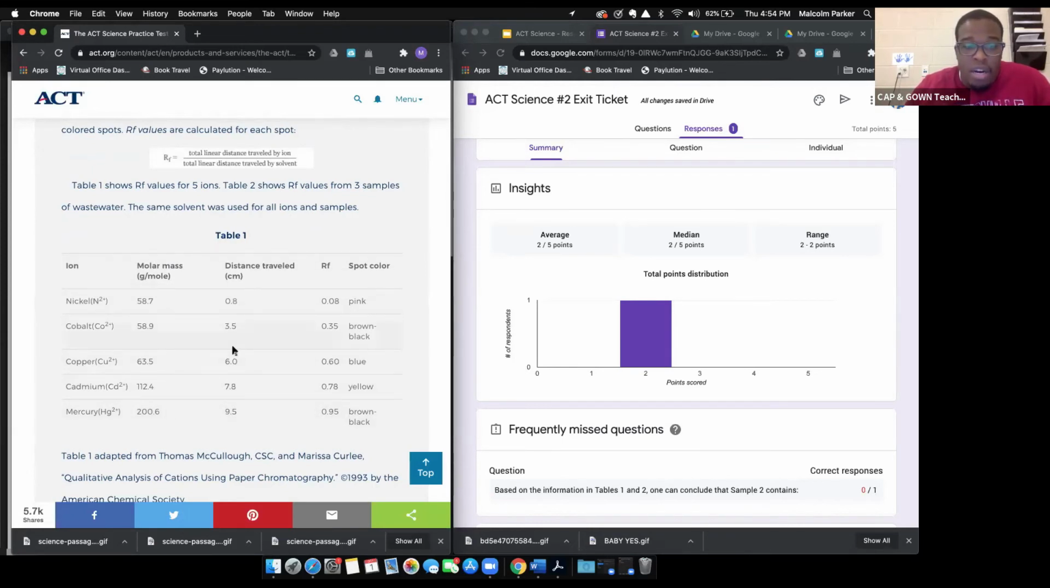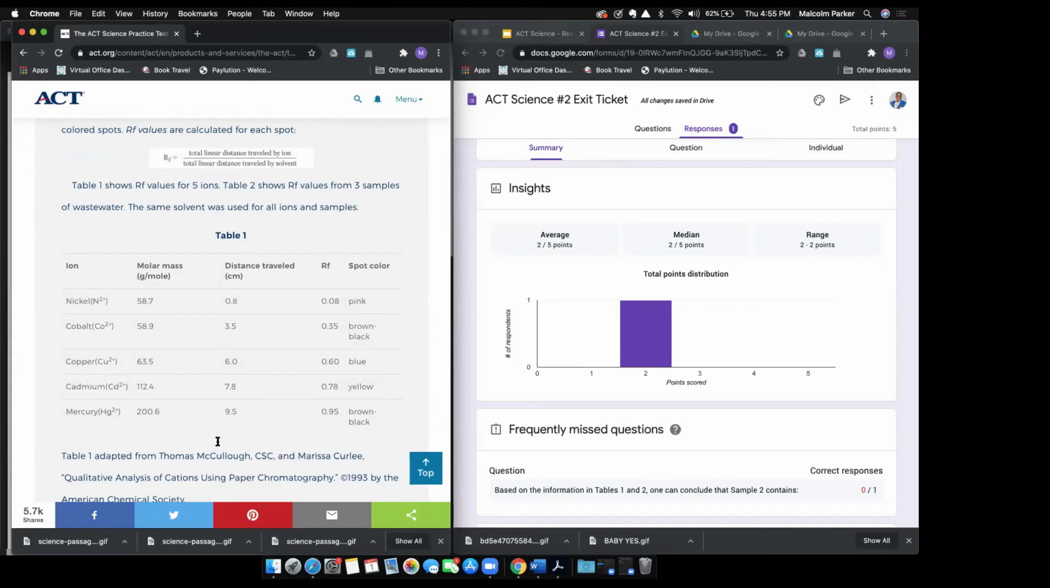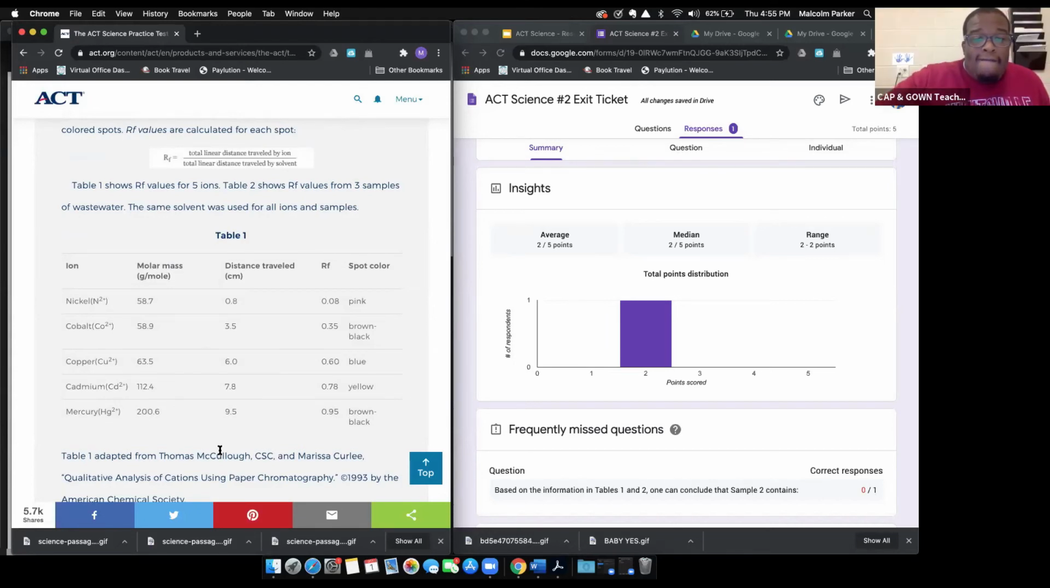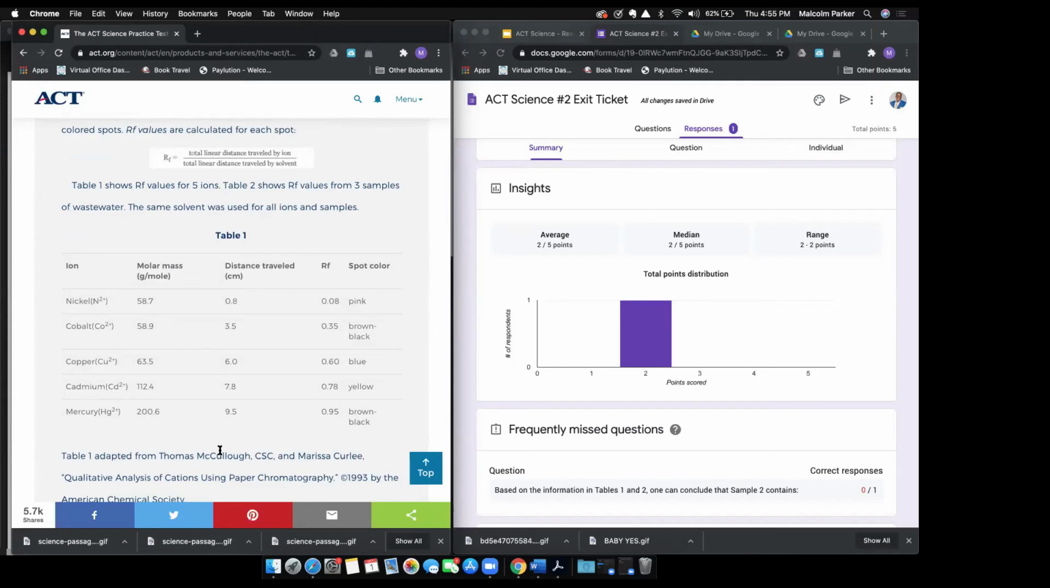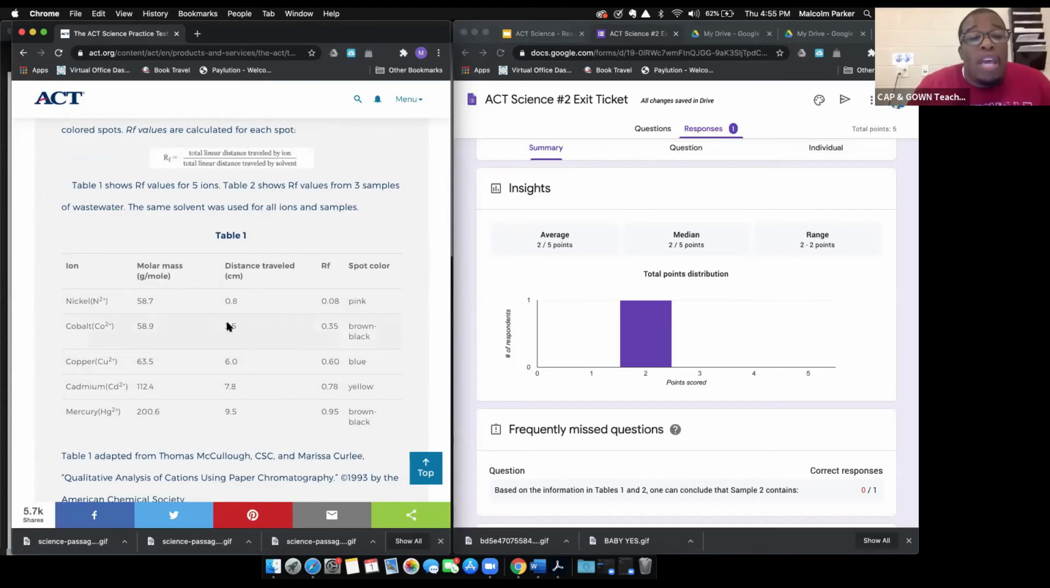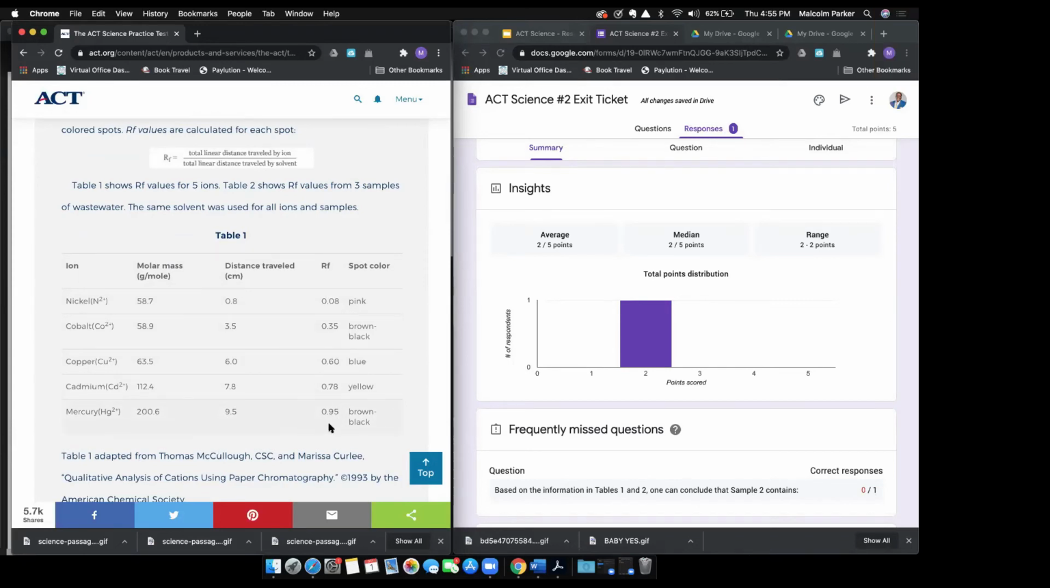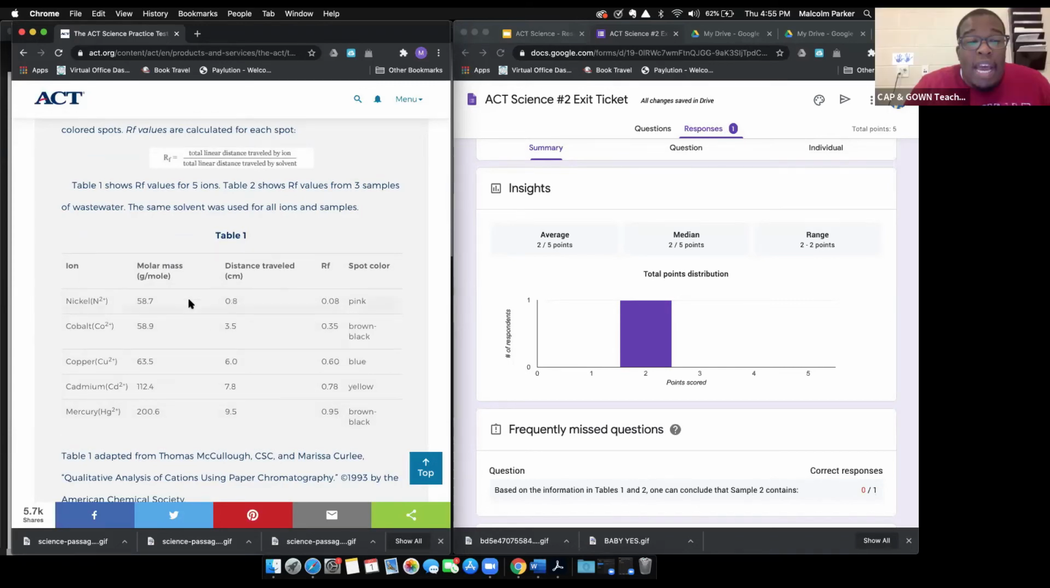And we can see here, what relationship do you see in this data for the distance? The decimals just moved over. Say that again. The decimals just moved over. Okay, distance. So you said between the distance traveled and the RF. Yeah. Okay. What about as you look at the data for just the distance traveled? Do you see anything happening with the data going from nickel to mercury?